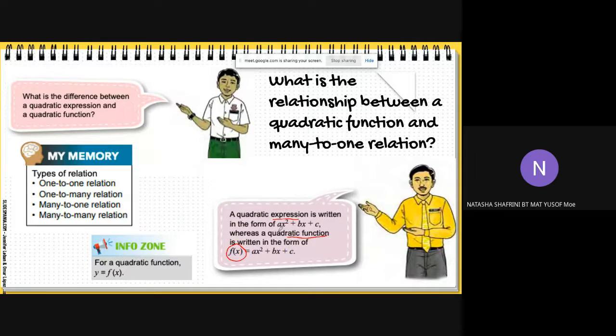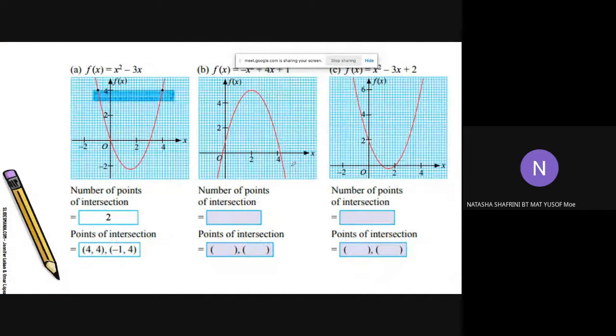Okay, ni dia tanya apa beza. Ini jawapan dia. Okay, for a quadratic function, again cikgu repeat, you can use the letter y ataupun f(x). Boleh juga tadi dalam graf, GeoGebra tadi dia guna g(x) boleh, h(x) boleh, p(x) boleh, apa-apa, tapi dia ada bracket x ini, follow our unknown. Okay, what is the relationship between quadratic function and many-to-one relation? Okay, tengok pas ni.